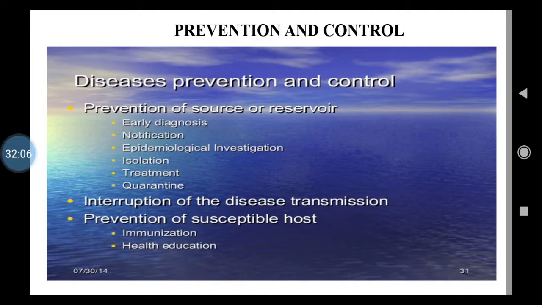So this is all about the general methods of prevention and control of communicable diseases. We have seen that these communicable diseases can be prevented and controlled at three levels: controlling the source of infection, blocking the mode of transmission, and protecting the susceptible host.